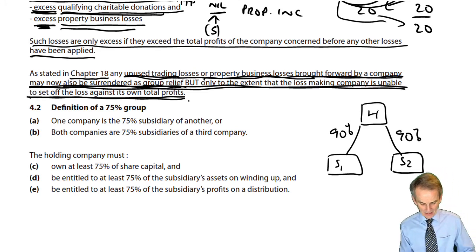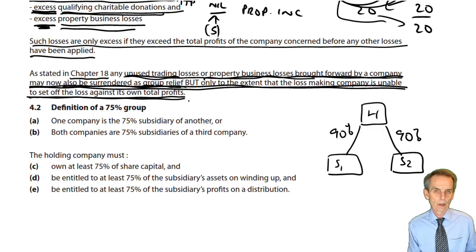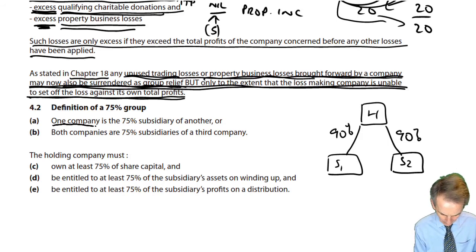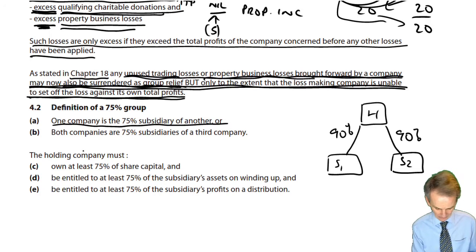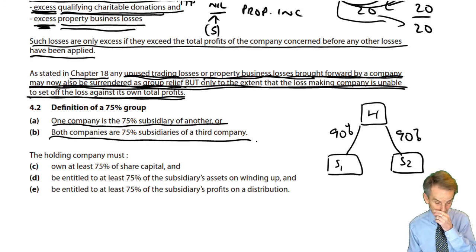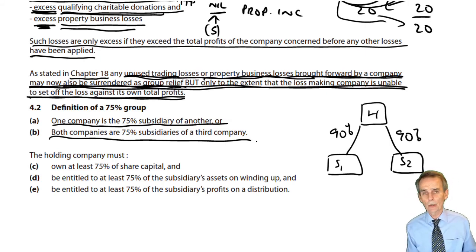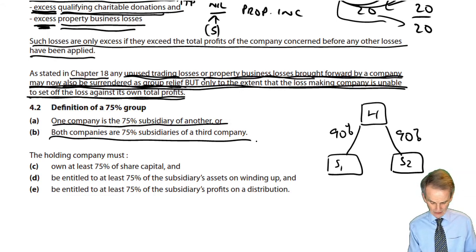Okay, so our normal situation, therefore, is a very simple group structure. We have a definition of a 75% group. One company is the 75% subsidiary of another, or both companies are 75% subsidiaries of a third company. And then if any one of them were to have made a loss, it could group relieve against any part of the taxable total profits of any other company.